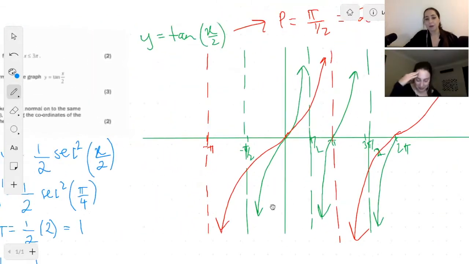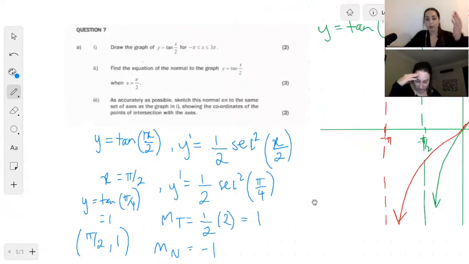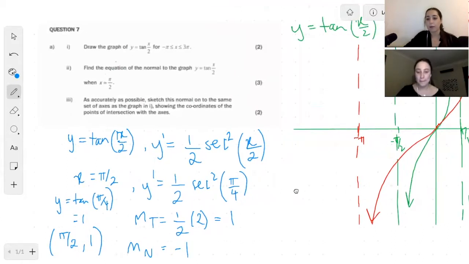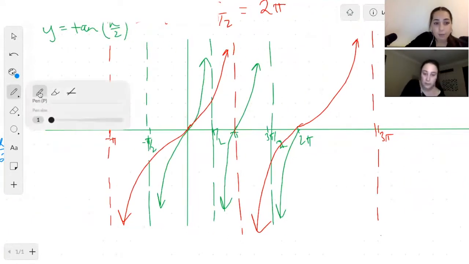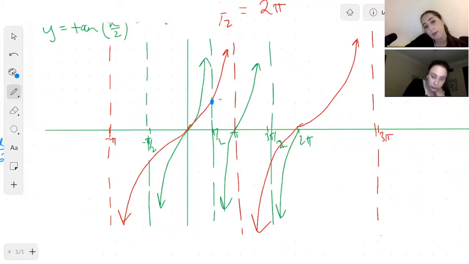First of all, this equation of the normal comes from the equation of the tangent, because it's perpendicular to the tangent. And the tangent comes from the original equation, because it's just a tangent at the point where x equals pi on 2. So if you go to your original curve and find where x equals pi on 2, which is here, you draw a tangent.